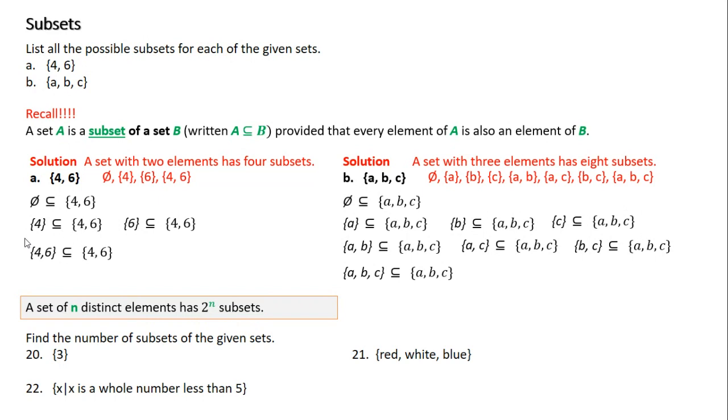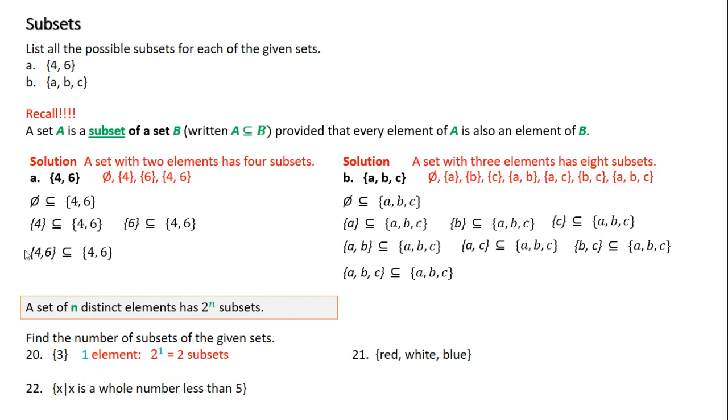For number 20, find the number of subsets in the given set. Number 20 has one element, 3, right? So how many subsets are we going to have? Well, 2 to the 1, which is 2. So we have two subsets. What are those? The empty set and just the number 3, right? You see the 2, right?